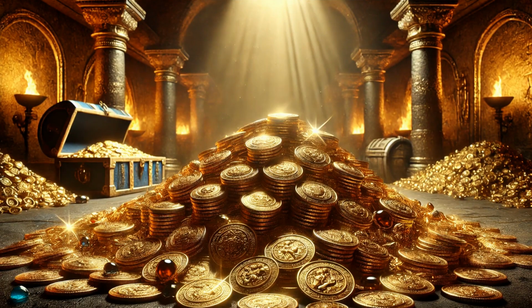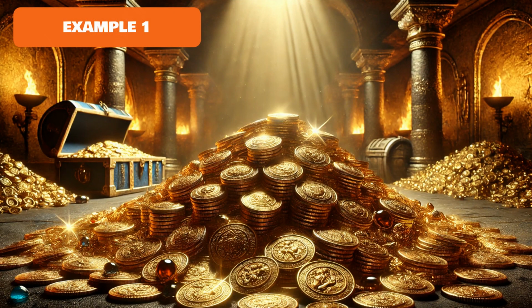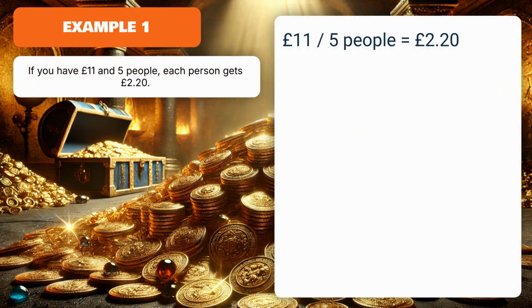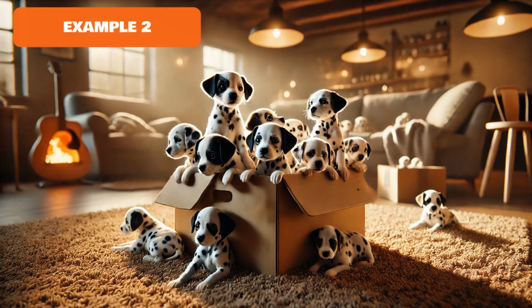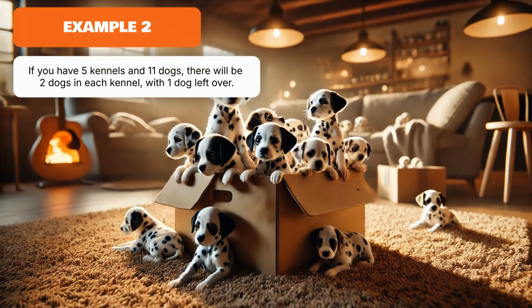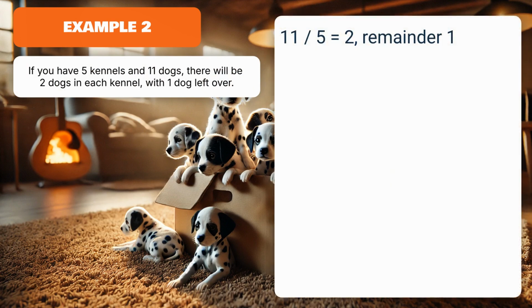Let's take distributing money as an example. If you have £11 and 5 people, each person gets £2.20. Let's take a second example where we are distributing dogs. If you have 5 kennels and 11 dogs, there will be 2 dogs in each kennel, with 1 dog left over. While today's focus is on understanding the basic concept of division, we will delve into how to handle non-integer results in more detail in a future lesson.